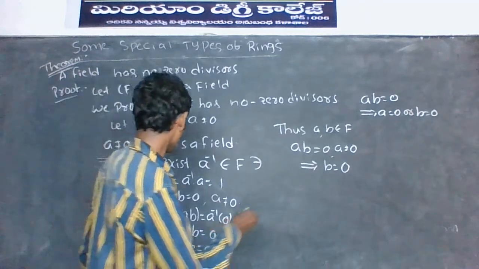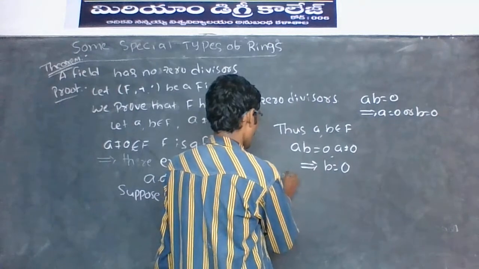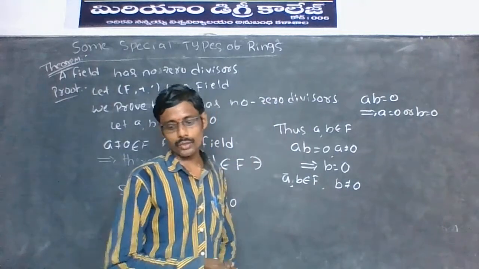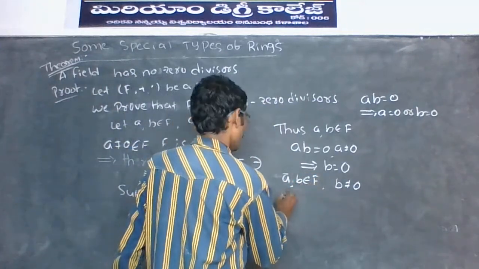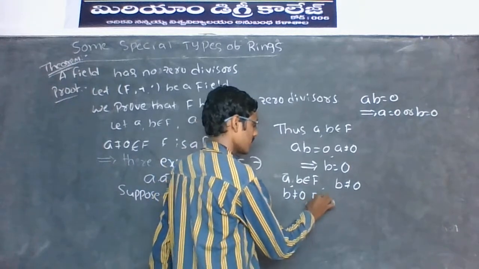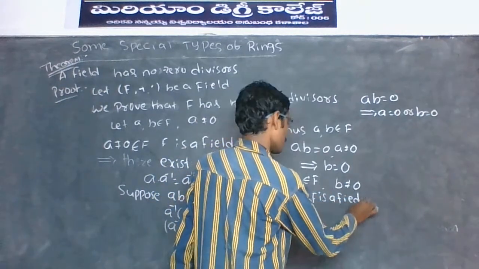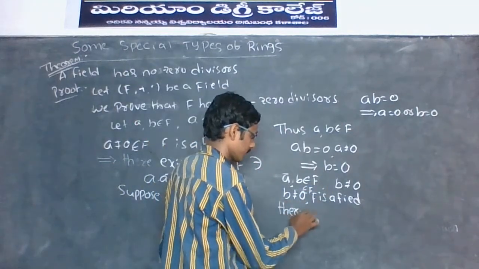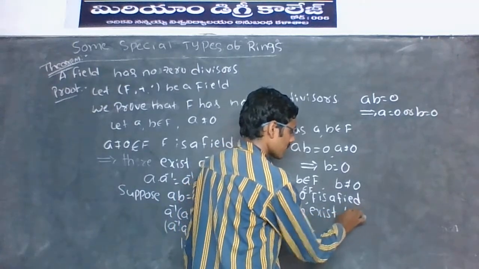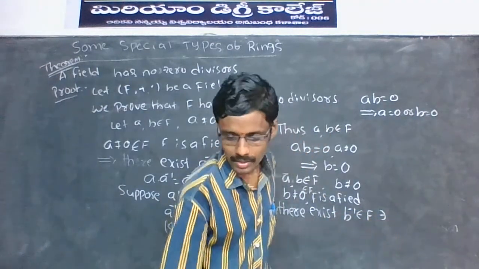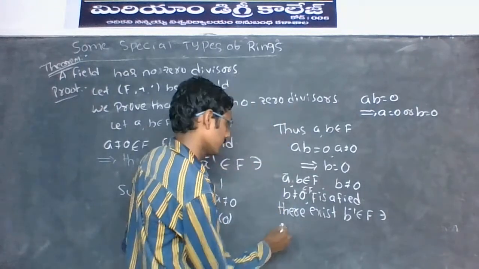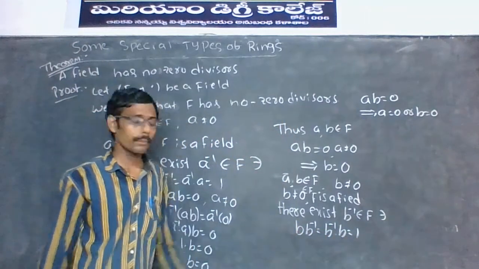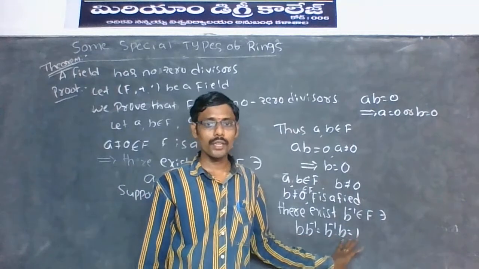Again, similarly, suppose A, B belongs to F, B not equal to 0. F is a field, B not equal to 0 belongs to F. There exists B inverse belonging to F such that B into B inverse is equal to B inverse into B is equal to 1.